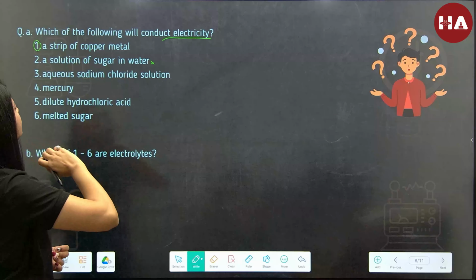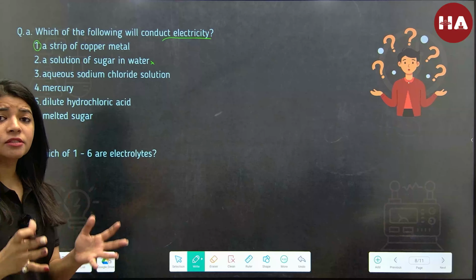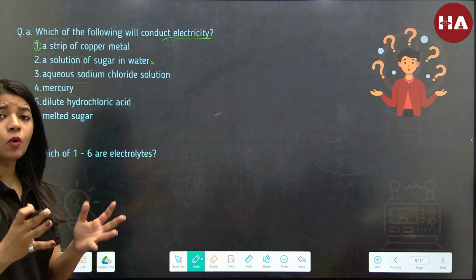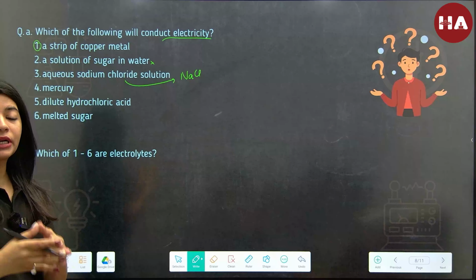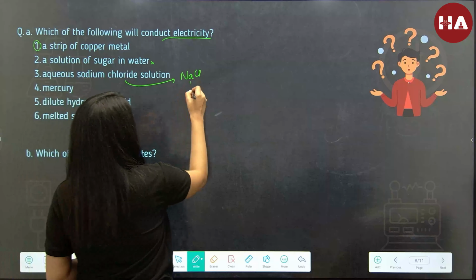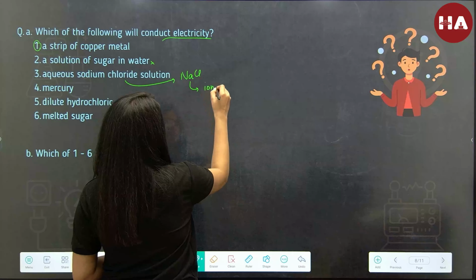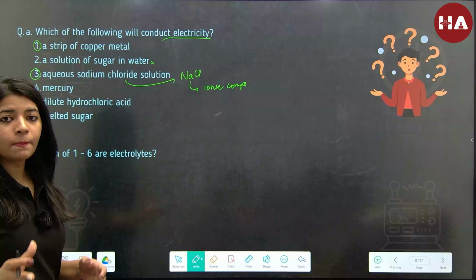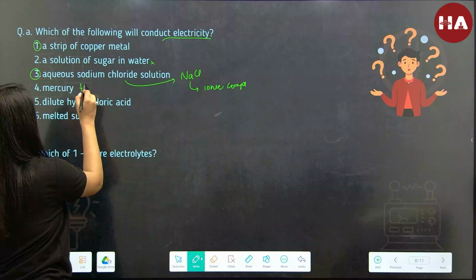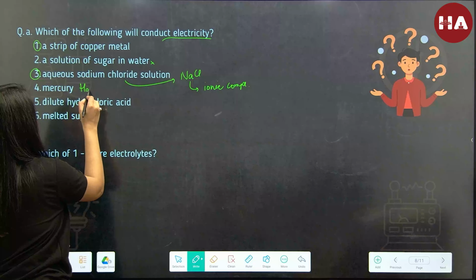Then aqueous sodium chloride solution, yes. Sodium chloride, or NaCl, is a compound between a metal and a non-metal, hence we can say it is an ionic compound. It is in aqueous state, right? So yes, this is definitely going to conduct electricity. Next is mercury, or Hg, the symbol. Mercury is a liquid metal, liquid at room temperature. So yes, this is definitely going to conduct electricity.